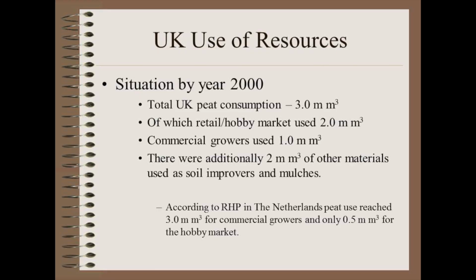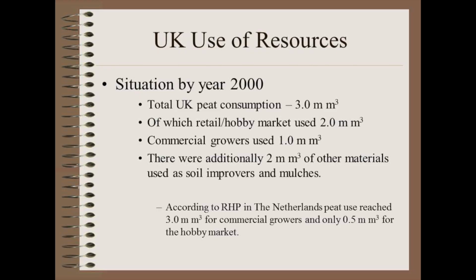So moving forward to 2000, having a 10-year jump, relatively little has changed. We've got now a total peat consumption of about 3 million cubic metres, but the split has changed quite a bit. What we've got now is a 2 to 1 split between the amateur market and the commercial grower, 2 to 1 million cubic metres, of which, because of the environmental lobbyists, we've now got a wide range of other materials being used primarily as soil improvers and mulchers.